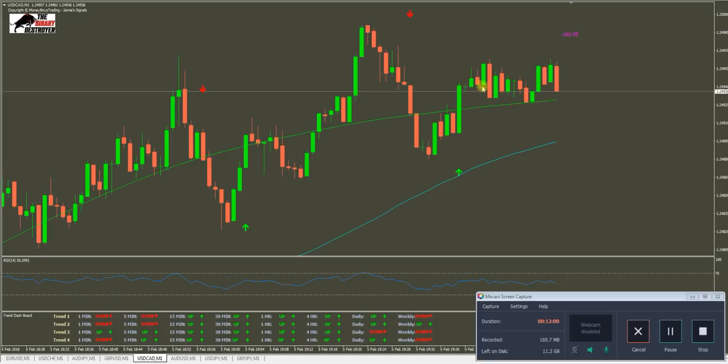Nothing really else. Again, that's not a signal because look where the price is. It's half in, half out. That's not a trade.